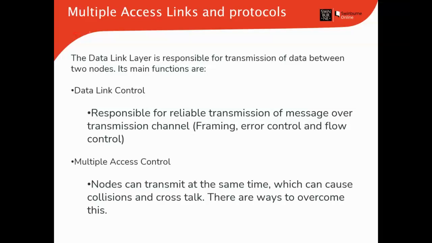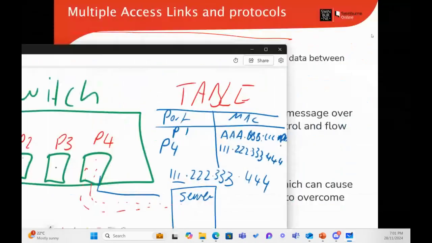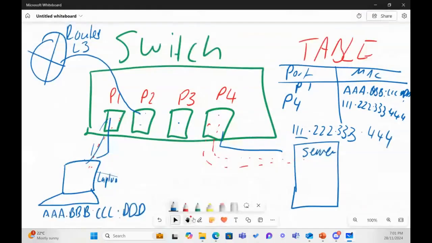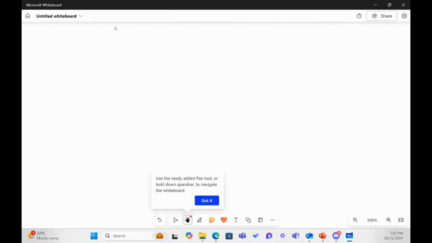Now, this is interesting. Multiple access links and protocols. I'm actually surprised that we were talking about this. I'm not going to put it in my next notes, but I'm still telling you, because it's something that we don't have to worry about anymore.